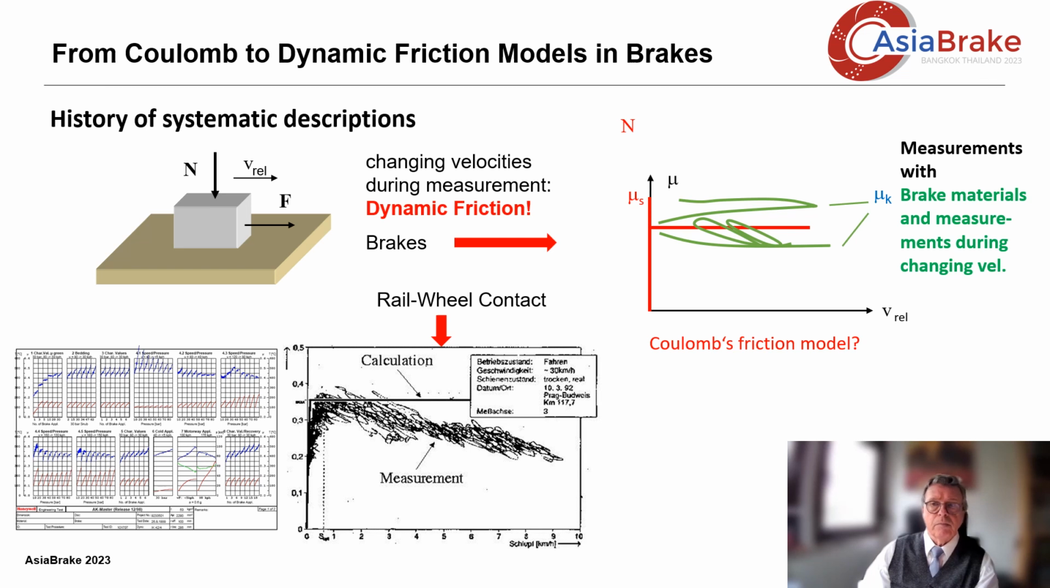For brakes, this can be seen in the Akamasa test, for example. But this can also be found with other contacts. Next to the Akamasa, you can see a measurement at the rail wheel contact of a railroad. The diagram essentially corresponds to mu versus velocity. Here, more precisely, the slip force is plotted versus the slip. Dynamic measurements show a dynamic behavior of mu. For this, we need dynamic friction models.